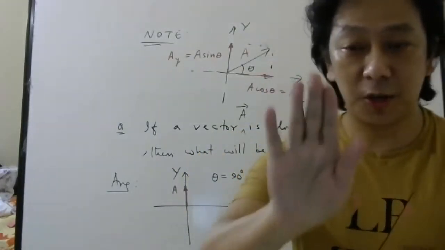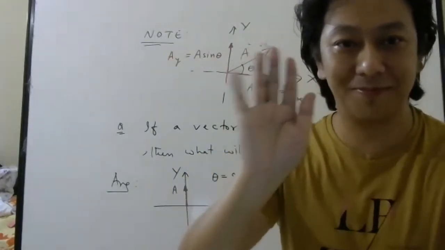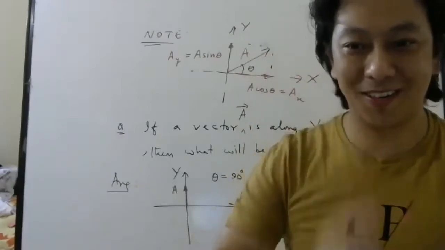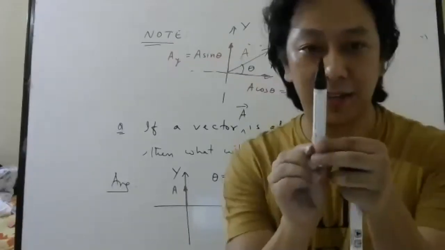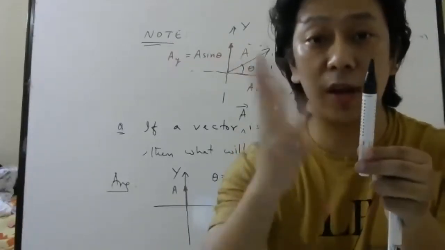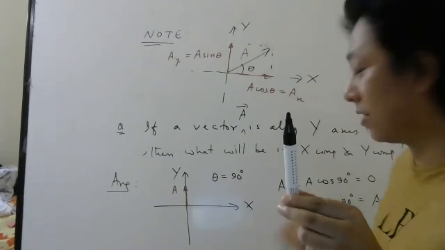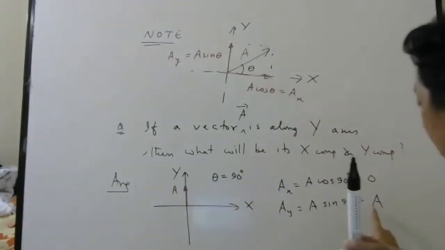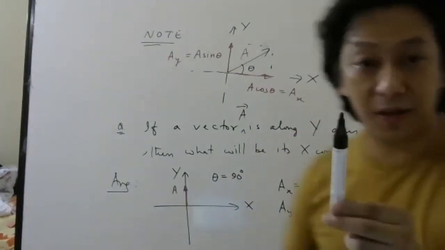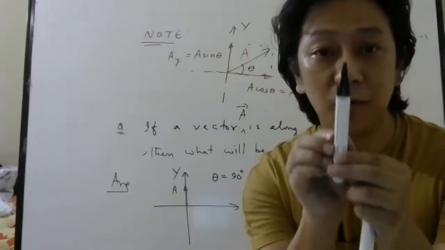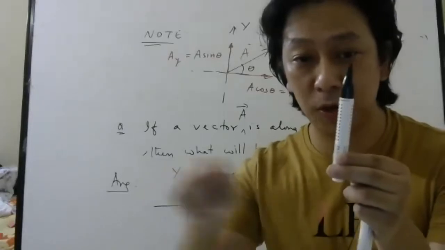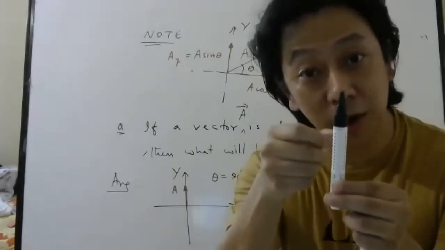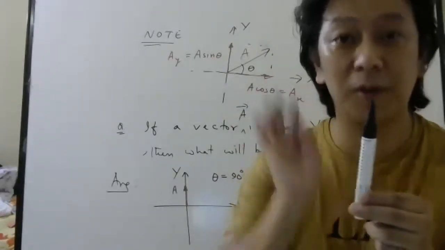Stop now. Stop writing. Okay. So if a vector is along y-axis, look here, then there is no x component. X component is 0. And the whole vector is itself the y component. So if a vector is along y-axis, it will not have x component. Here there will be no component, and the whole vector will be your y component.